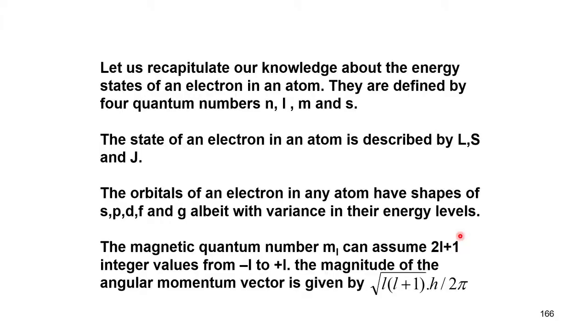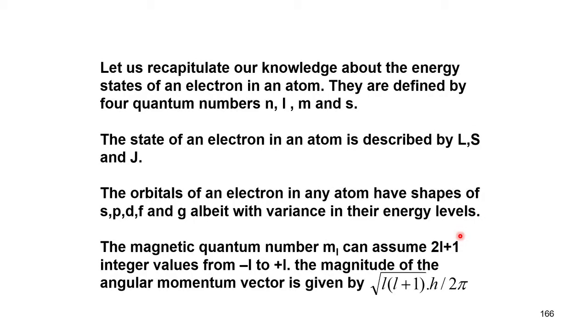Continuing our discussion about the excitation of the electrons, let us recapitulate what we have discussed so far. All elements have electrons in the free state which can be absorbed to form free atoms. The electron in any element can be defined by 4 quantum numbers n, l, m and s, and the state of an electron in an atom is defined by L, S and J.